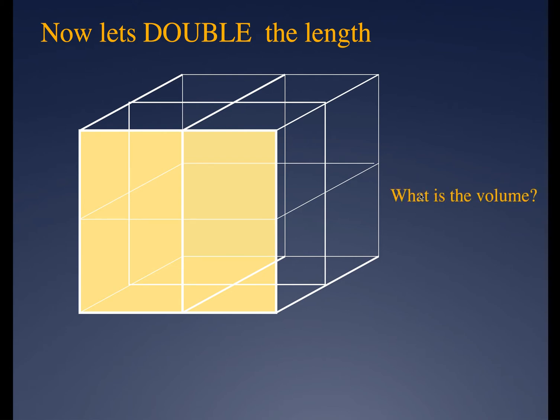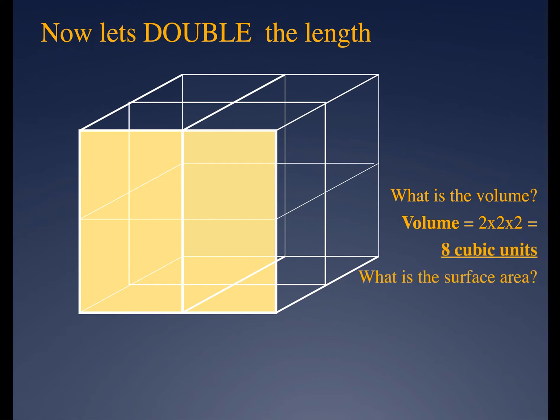What's the volume? Well, we have 8 dice, guys. One dice was 1 cubic inch, and now we got 8 of them. So it's 8. But we can do the math. 2 by 2 by 2. 2 width, 2 height, 2 depth. 2 times 2 is 4, times 2 more, 8. There you go. The volume's 8.